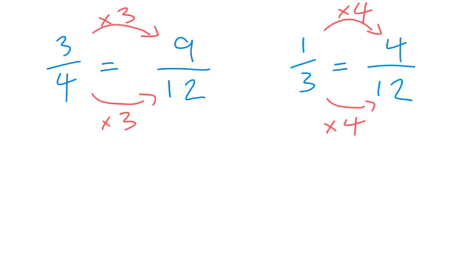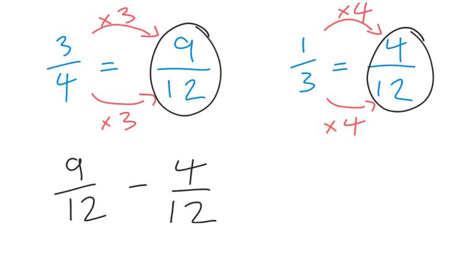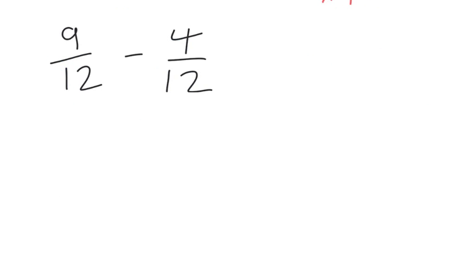I'm going to rewrite my question using the equivalent fractions I just figured out. So we have 9 over 12, subtract 4 over 12. Because the denominators are the same, we can go ahead and subtract these fractions. So I'm going to look at the numerators. 9 subtract 4 is 5. And the denominators stay the same, so it remains 12. Do not make the common mistake of subtracting 12 by 12, which is 0. Don't do that.